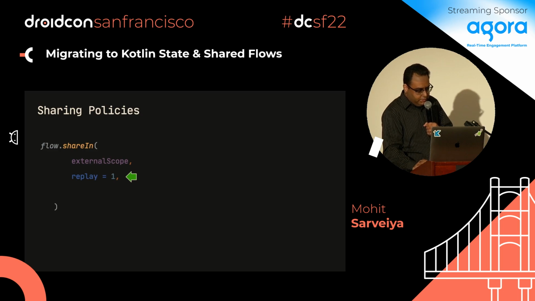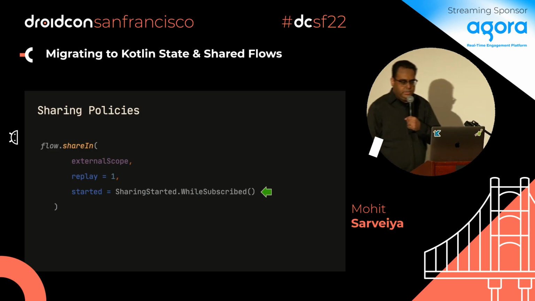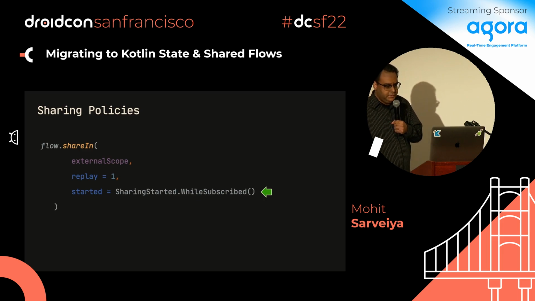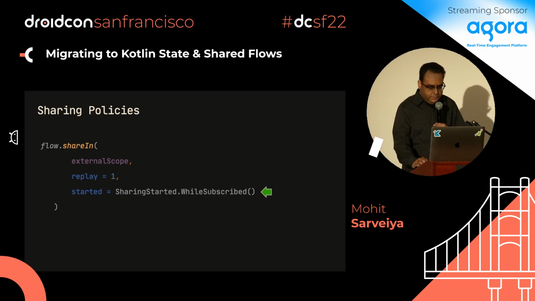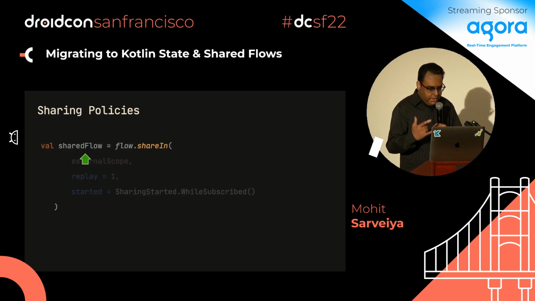Then you could specify a replay count. So this is for shareIn. And then you could specify what happens when it gets started. There are 3 types of policies: WhileSubscribed, Eagerly, and Lazily. WhileSubscribed has its own behavior feature set, so I'll show you how it behaves. This gives you back a shared flow that you could then use.